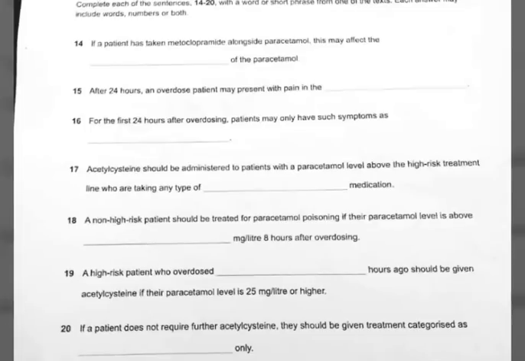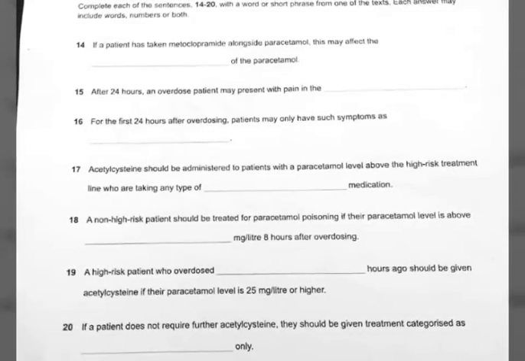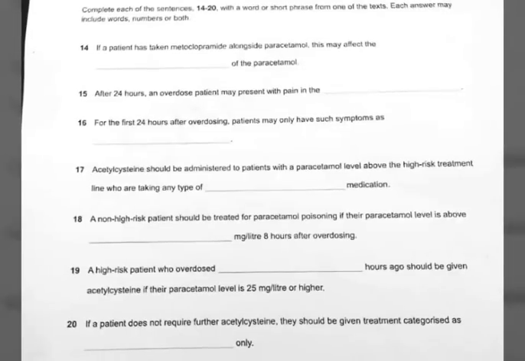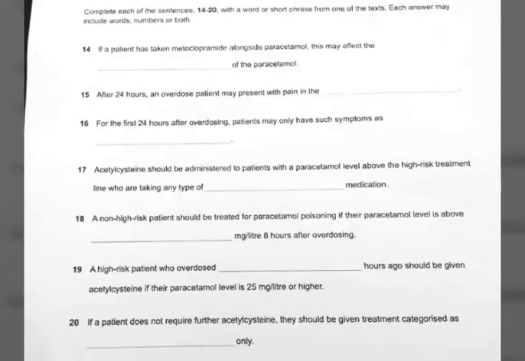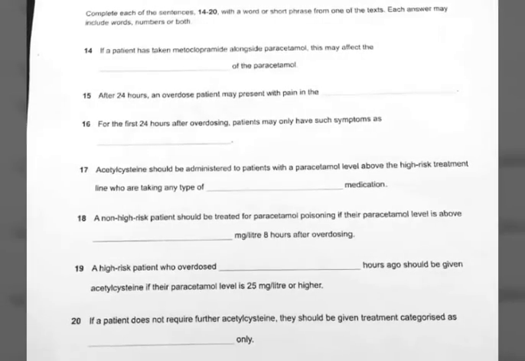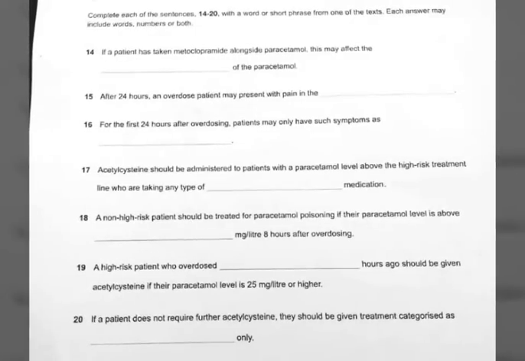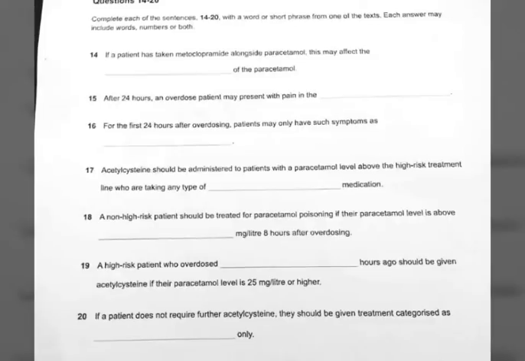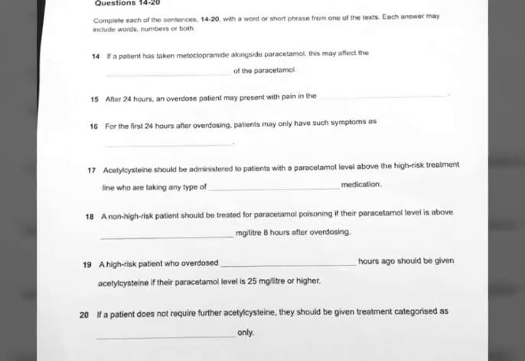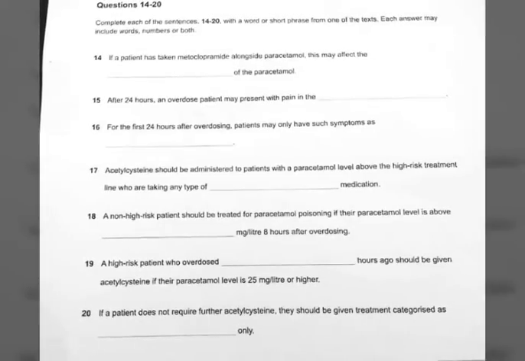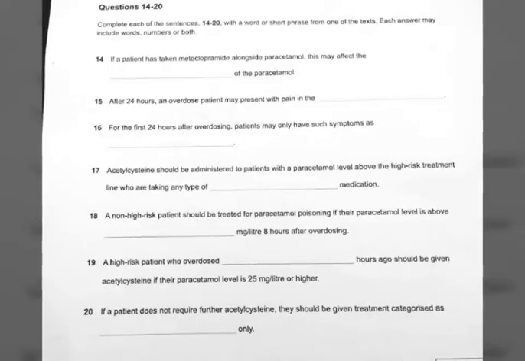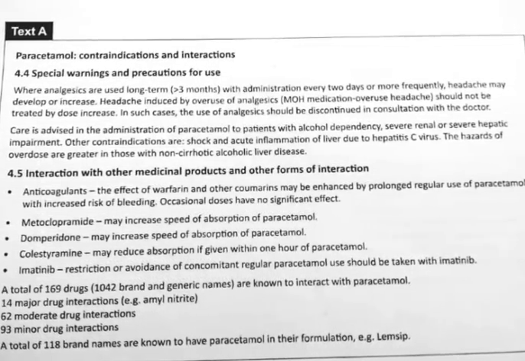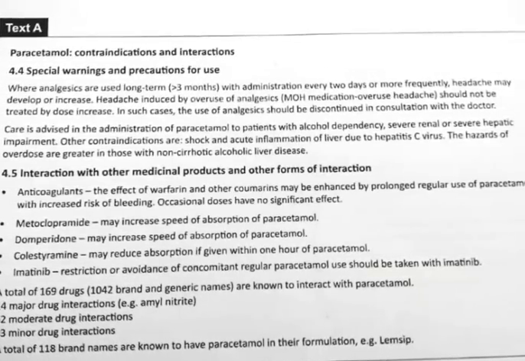Okay, if a patient has taken metoclopramide alongside paracetamol, this may affect dash of the paracetamol. The keyword is taken metoclopramide, so metoclopramide is the first word. Another thing, it is discussing the interaction, right? So which paragraph discusses the interaction? It is in the first paragraph. So when we skim for this metoclopramide, we can see in the second subheading, interaction with other medicinal products, that metoclopramide may increase speed of absorption. So the answer is this may affect the speed of absorption, or this may affect the absorption of the paracetamol. Okay.